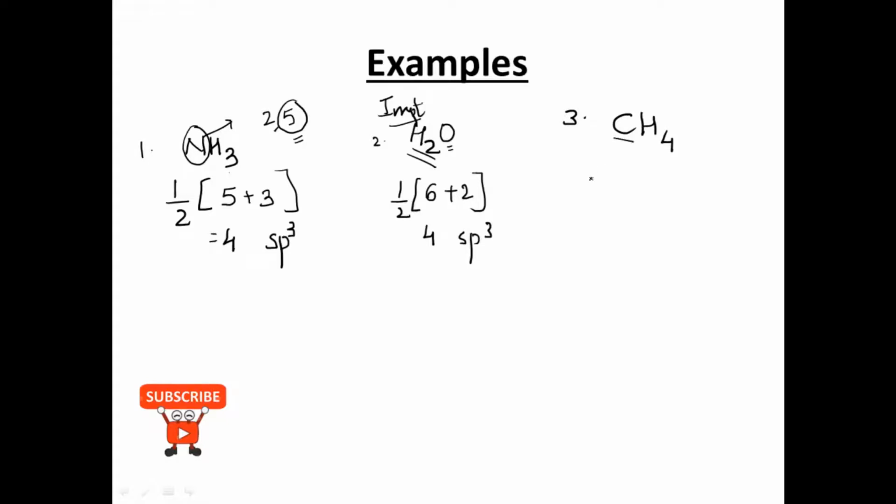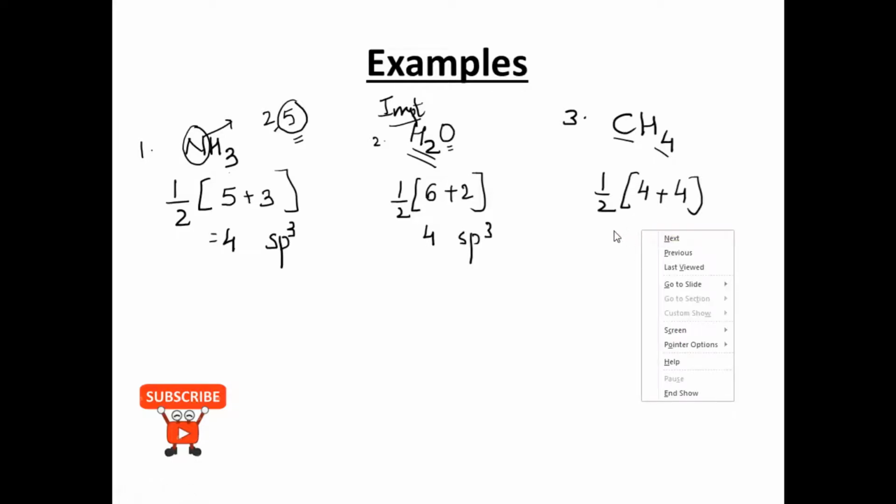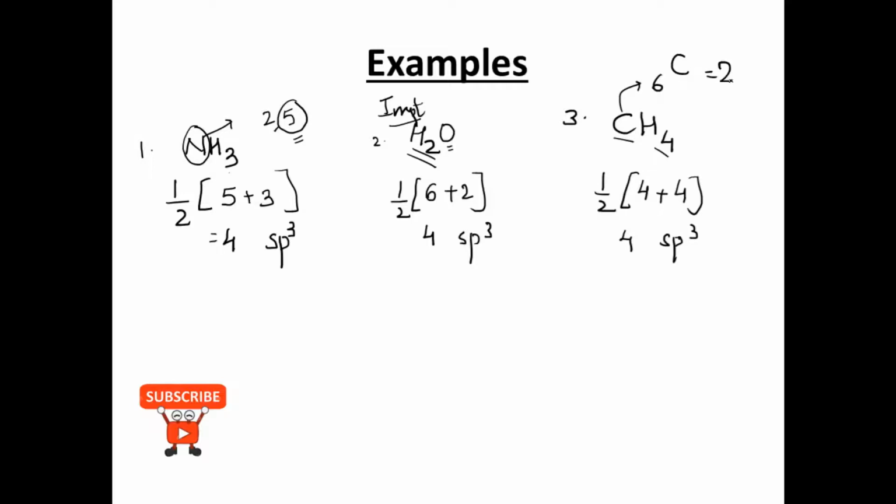We move on to the next, methane CH4. Now this time carbon is the central atom. So hybridization technique, half. In the carbon, the number of valence electrons is 4 plus the number of monovalent atoms attached, hydrogen 4. 4 plus 4, 8 by 2. That is 4. So the hybridization is sp3. I hope you all know how to write the electronic configuration. Carbon has atomic number 6. So the configuration is 2, 4. So the number of valence electrons is 4. Number of monovalent atoms attached is 4.